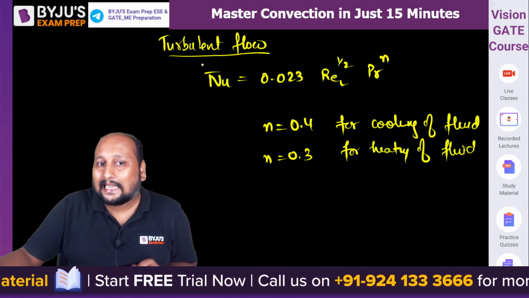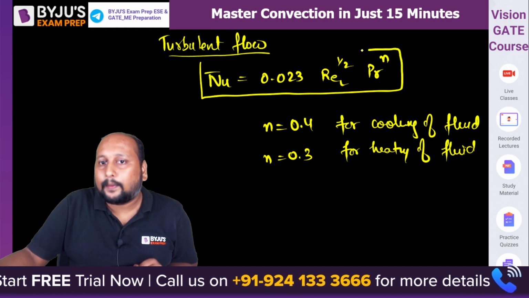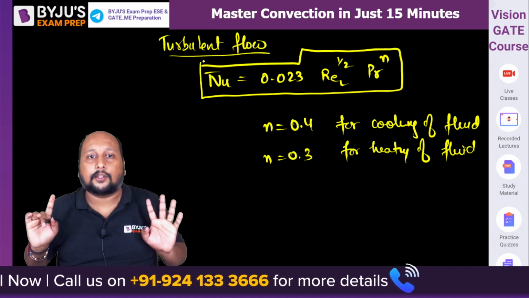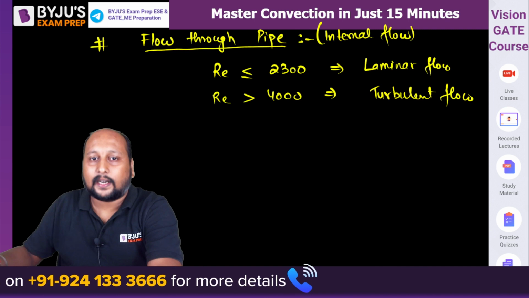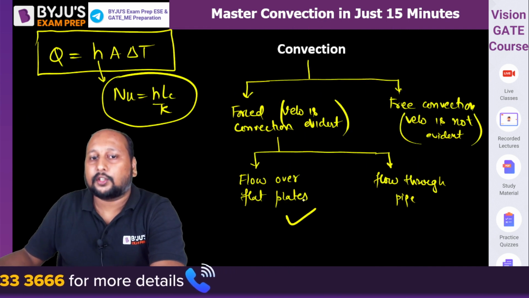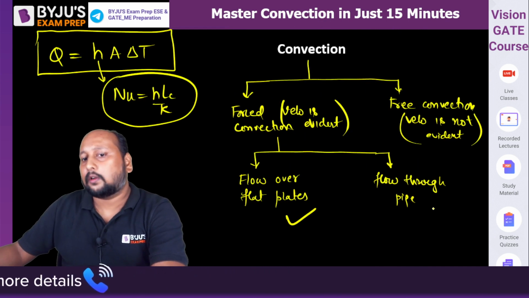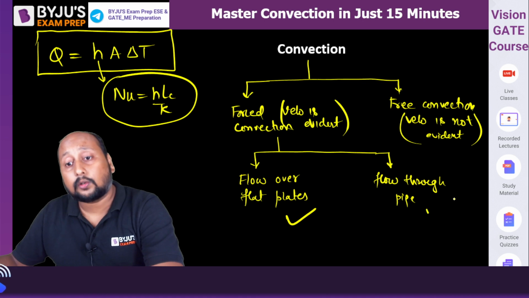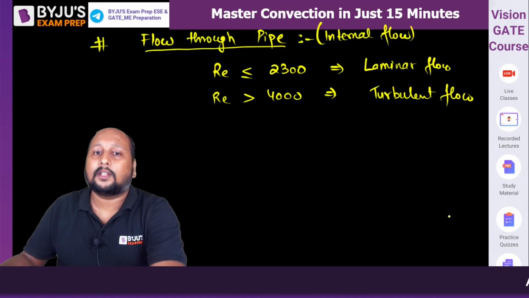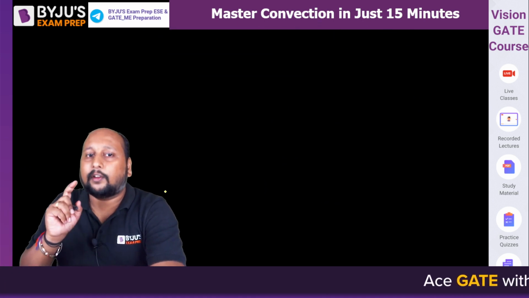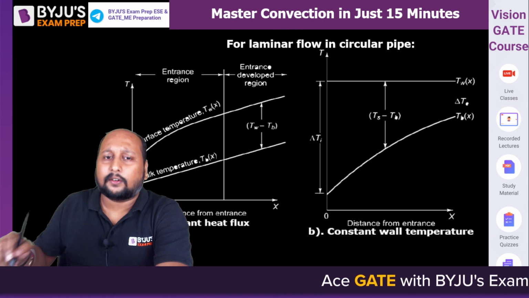Right? So this completes your analysis of forced convection. We have studied that under forced convection, you have studied the flow through pipes, flow over flat plates, and flow through pipe. Now let us talk about free convection. Before going to free convection, let me have a quick look at the temperature variation that we are having.